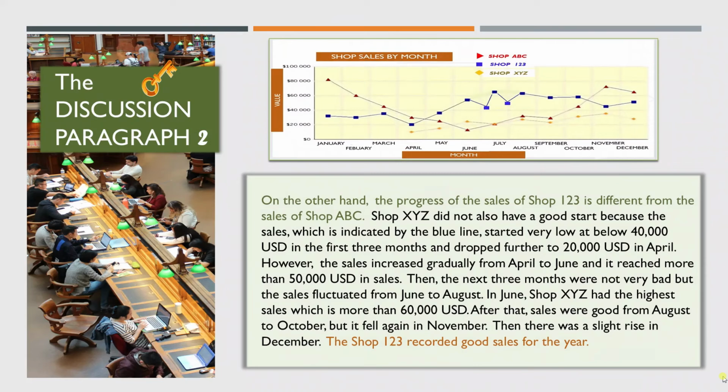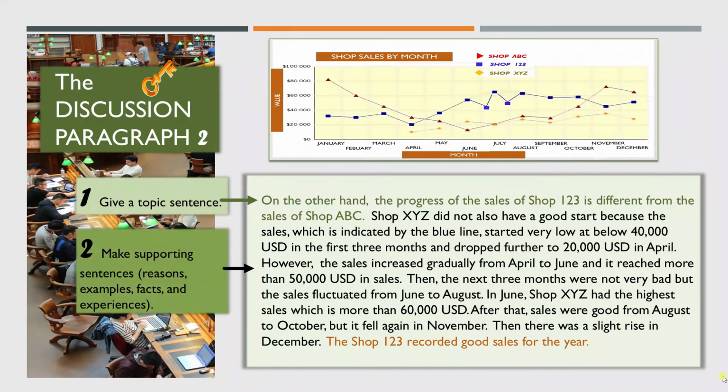The second body paragraph starts with the linker, on the other hand. This signals that you are shifting to another topic. Your first sentence gives the main idea. Then, you have a number of supporting sentences to analyze and explain the important changes in the sales progress of the other shop. The last sentence is also a brief summary that repeats the main idea mentioned in the first sentence.